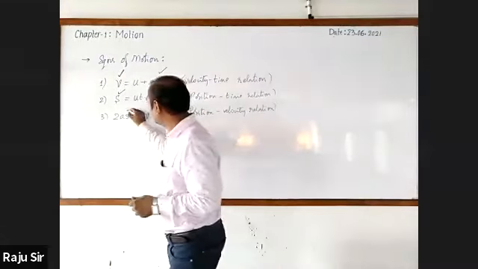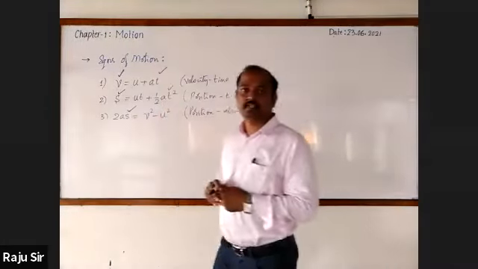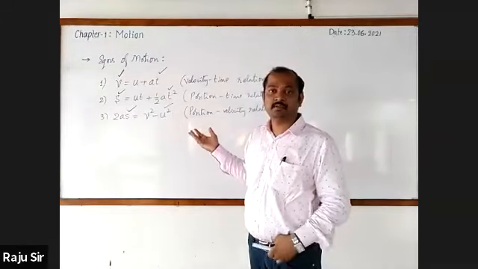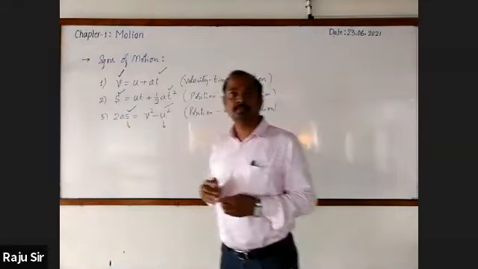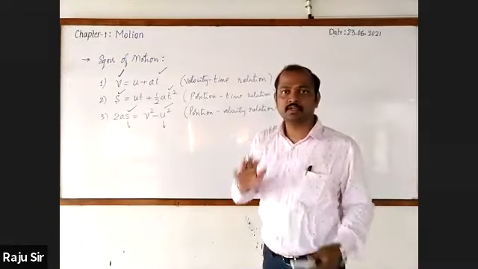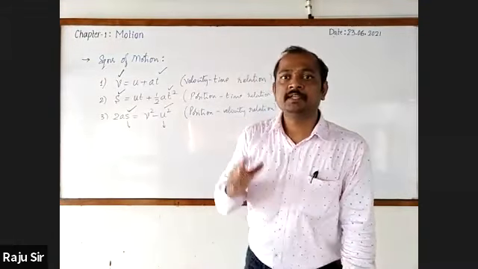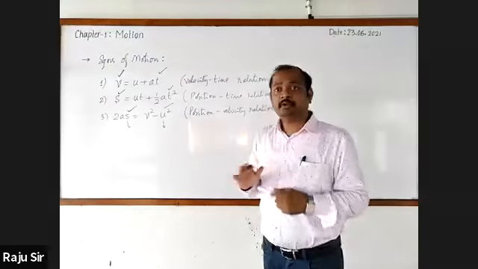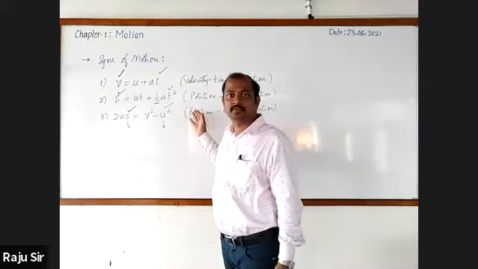Next, the third one. First physical quantity, displacement, and last physical quantity is velocity. Generally, we take this as velocity, this as position. Position velocity relation. Is it not simple to remember? Yes, sir. Okay. Now, we have derivations with respect to all these.